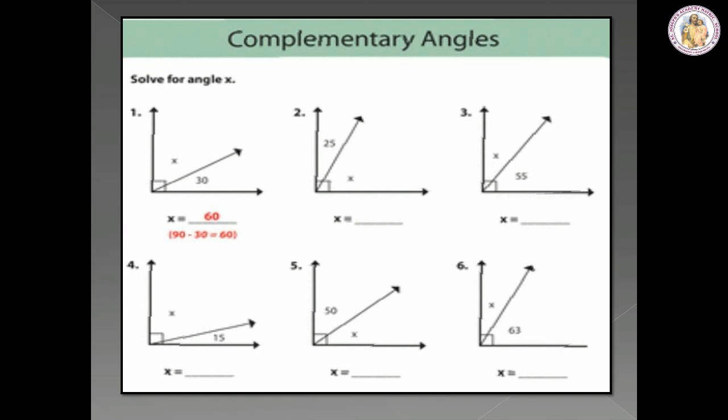The last one, this activity you have to do at home. This is an example for complementary angles. One has been done for you. The other you have to do at home. Complementary means it is equal to 90 degree. One angle they have given, the other angle you have to find out from the 90 degree.